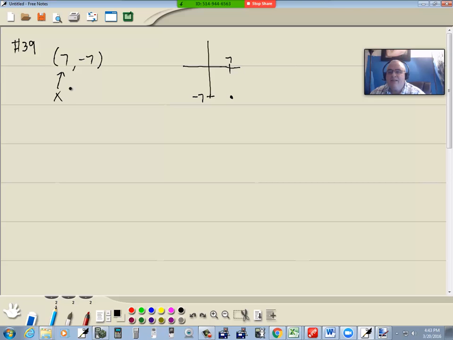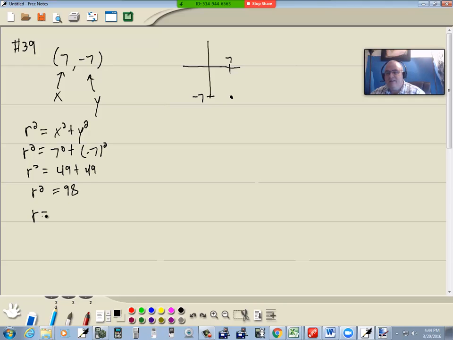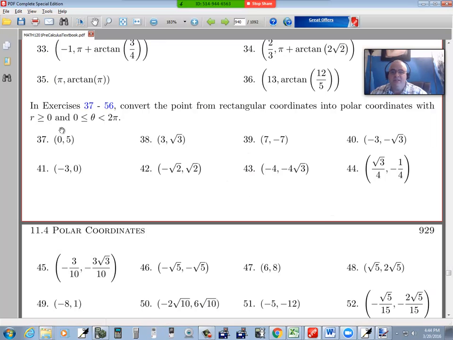Now this is our x, and this is our y. So we can find r. r squared is equal to x squared plus y squared. So r squared is equal to 7 squared plus negative 7 squared. r squared is equal to 49 plus 49. r squared is equal to 98. Drop the r squared, and we don't need to worry about putting a plus or minus because r always has to be positive for purposes of what we're doing here. Because we said r is going to be positive. Remember, our instructions said r is greater than or equal to 0.